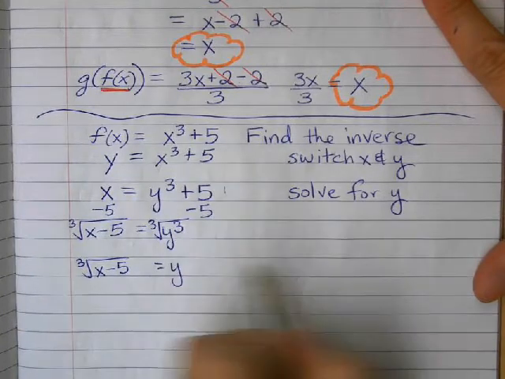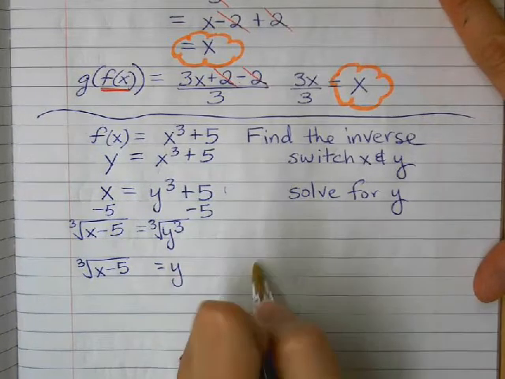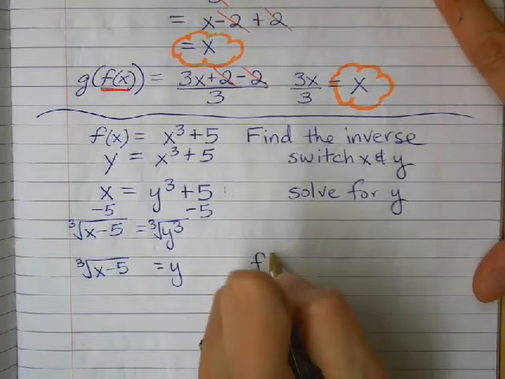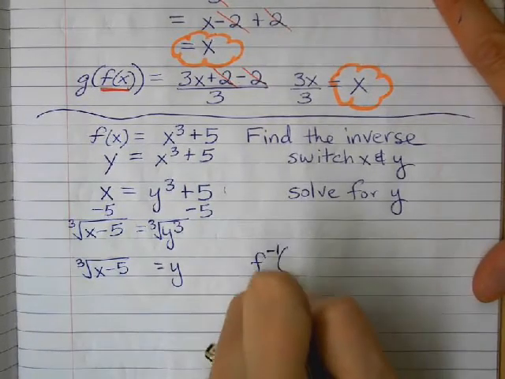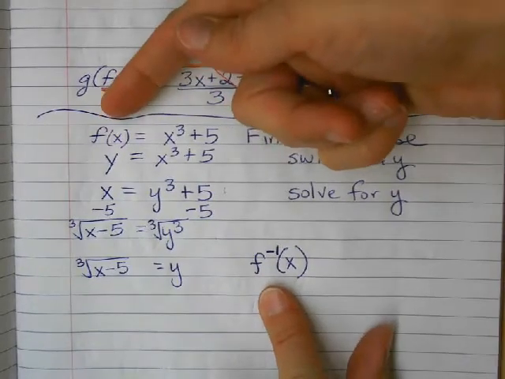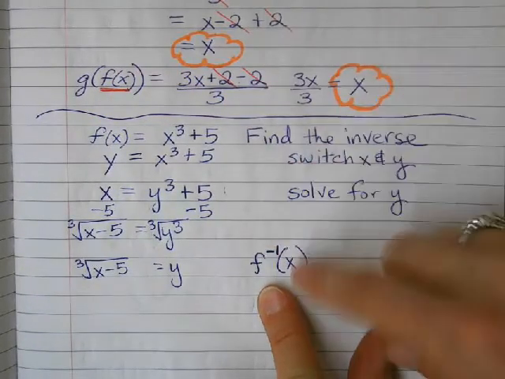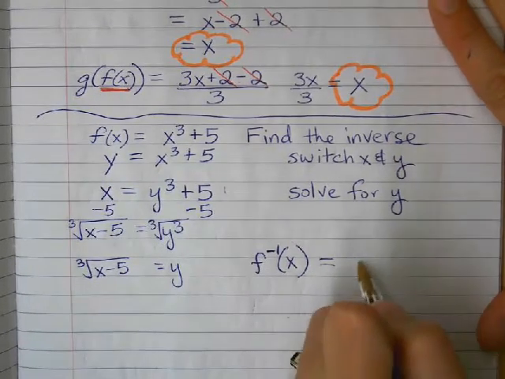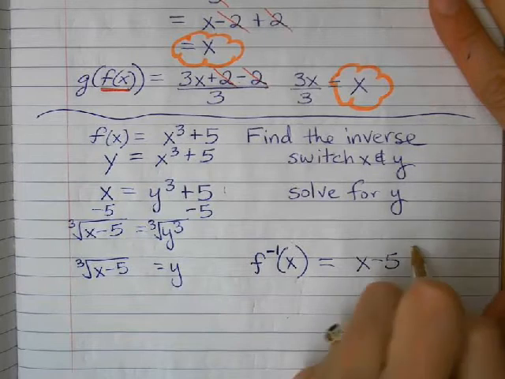And that's called an inverse. So I just found an inverse. How do you write an inverse? They put an f to the negative 1 power. That means inverse, because the original problem was f of x. So this is the inverse function. They put f negative 1 of x equals the cubed root of x minus 5.